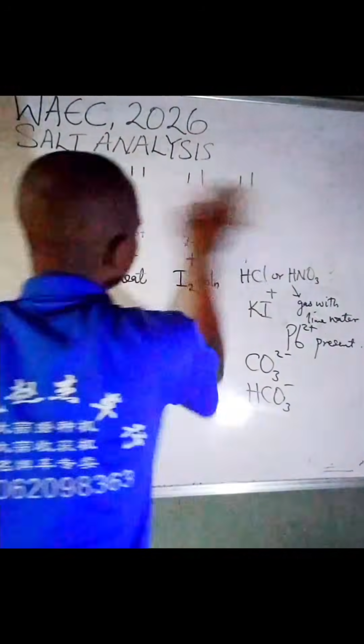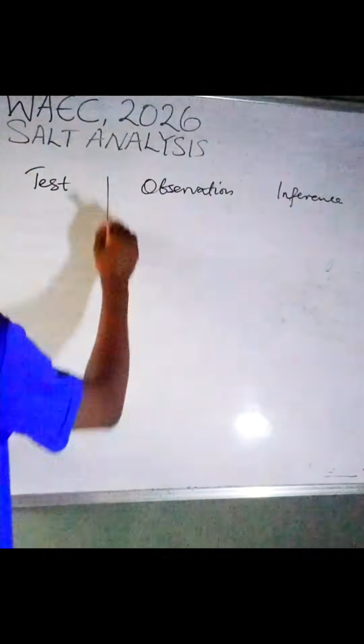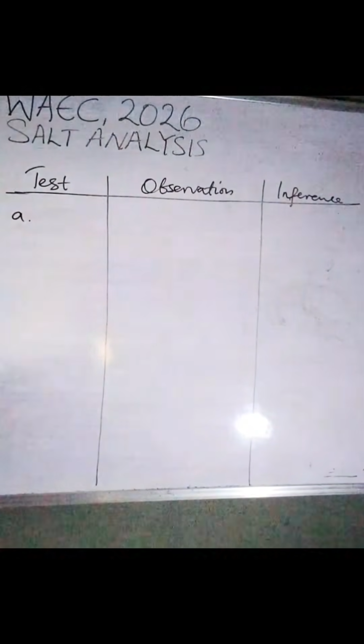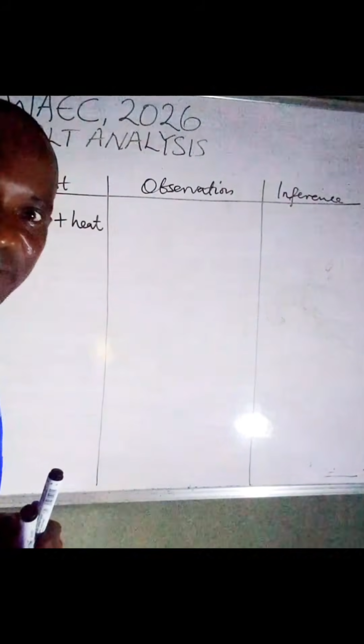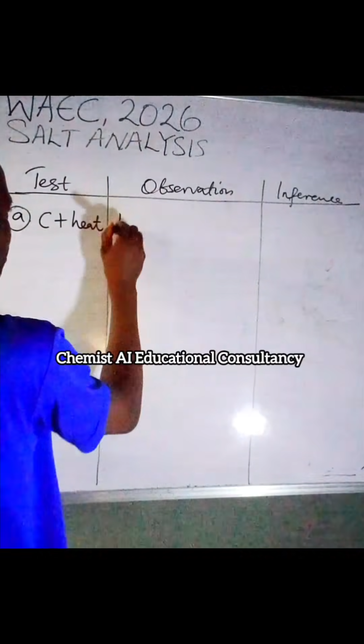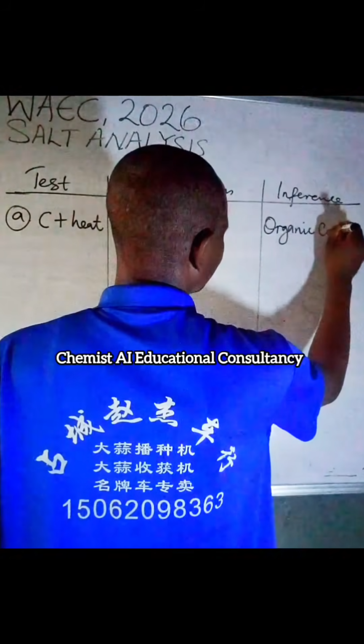From all these, you can now answer your question in a tabular form, and this is the table. You write test, observation, inference. So under test, A. You say C plus heat. And what did I say about heat? When you heat, you say black residue. And when you see black residue, organic compound is suspected. Organic compound present.